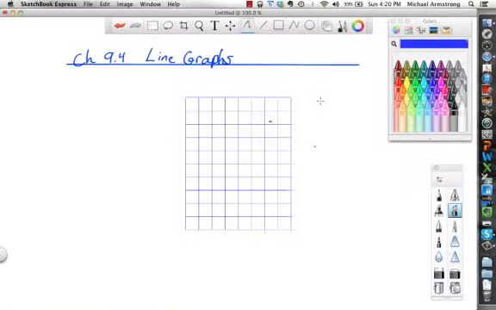Okay, here we are, chapter 9.4, line graphs. And we're going to use some actual data to make a line graph, and you'll see how that works. A line graph is a graph that uses line segments to show how something changes. So we're going to just graph points like we've been doing. Your book talks about recording temperatures, and we can do that pretty easily.